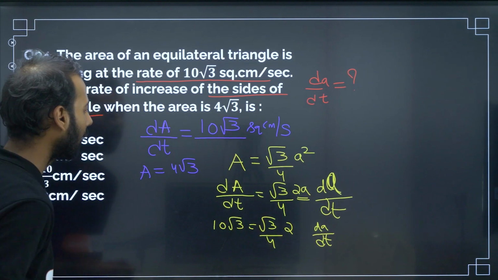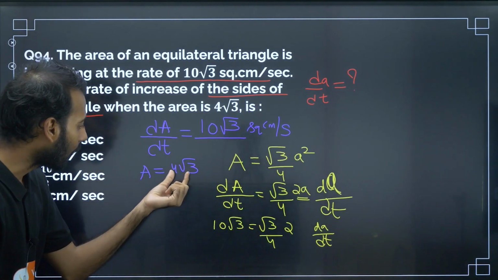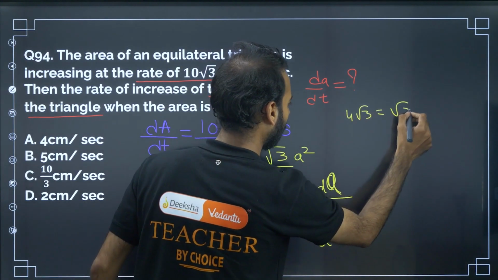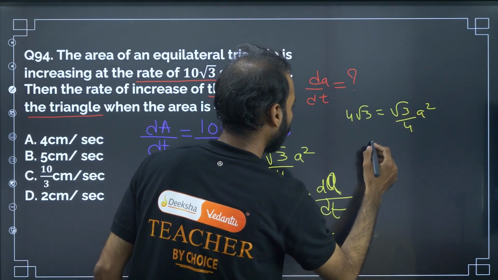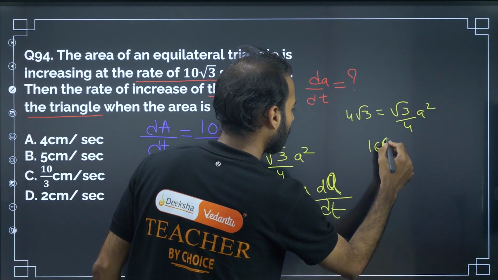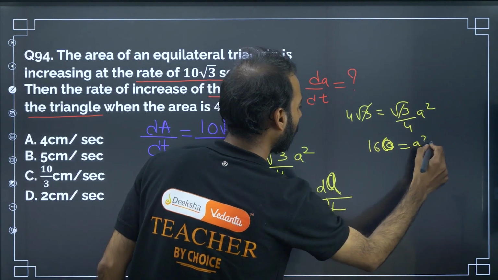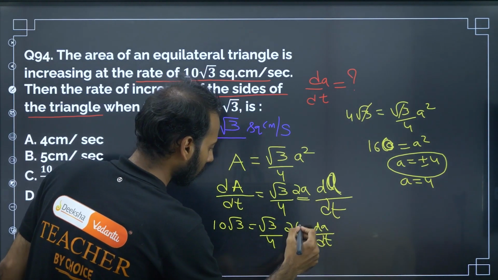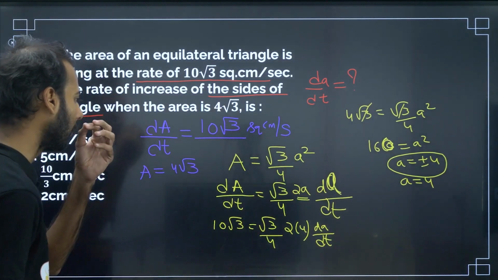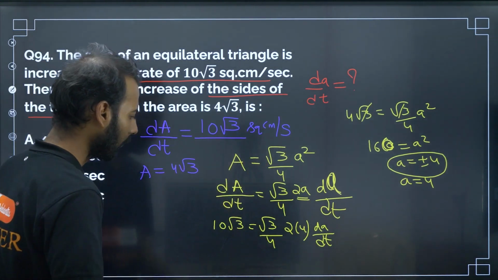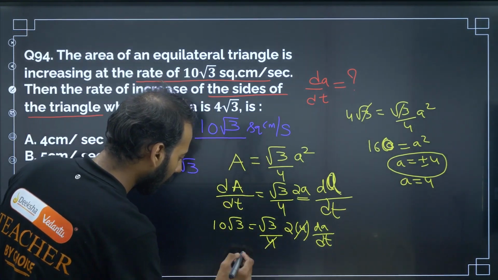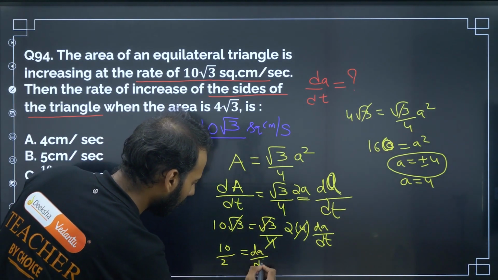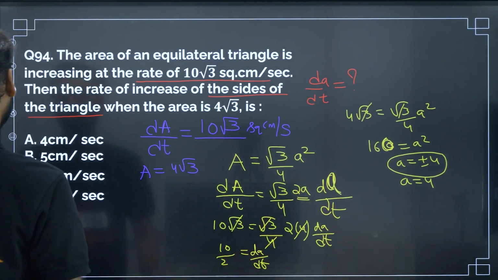Also a value they have not given directly, but we can find. Here the area is given, 4 root 3. So if I keep 4 root 3 in this equation, 4 root 3 is equal to root 3 by 4 a square. So a square is equal to 16, a is equal to plus or minus 4. So we have to consider a is equal to 4. a equal to negative 4 we have to cancel, because the side cannot be a negative number. So 4 and 4 cancelled, root 3 cancelled, 10 by 2 is equal to da by dt. So da by dt is 5 centimeter per second.